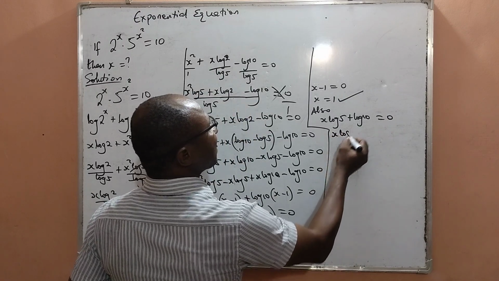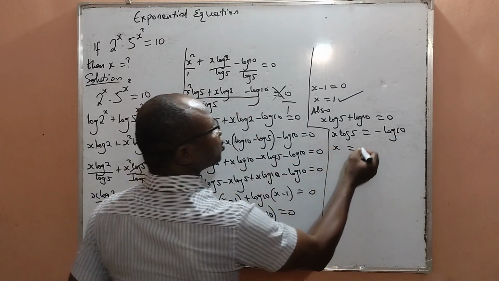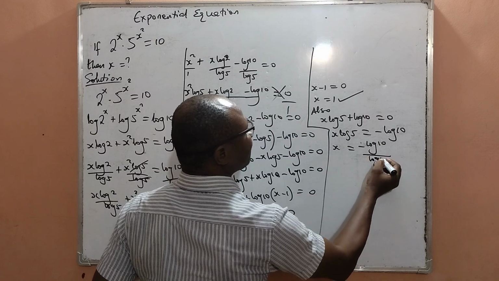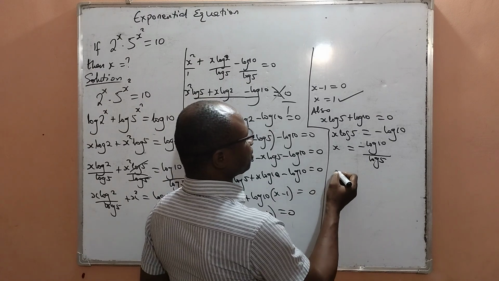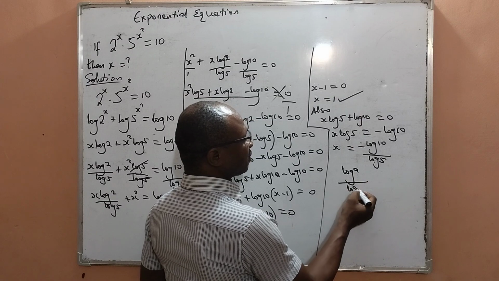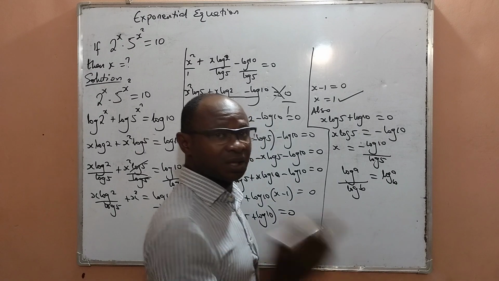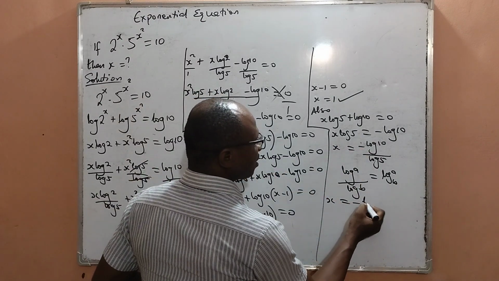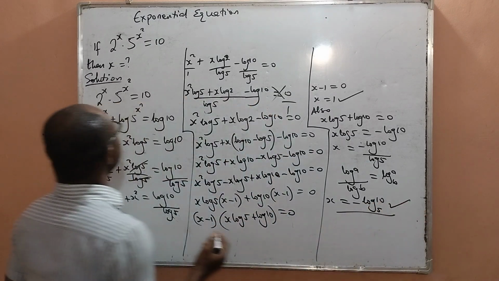Meaning that x log 5 is equal to negative log 10. Therefore, x is equal to minus log 10 all over log 5. But by the law of change of base in logarithms, if I give you the log of a divided by the log of b, it is equal to log a base b. So I can now conclude that the second value of x is minus log 10 base 5. Second value of x.